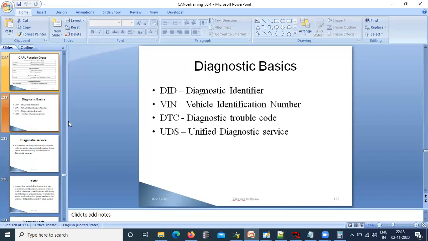In session management, we have timings like S3 server and S2 server. So what does S3 server mean? It defines the time that an ECU needs to keep a diagnostic session other than the default session active, which means the ECU should be active. The ECU must be in other sessions, not in the default session. That time is called the S3 server timer.